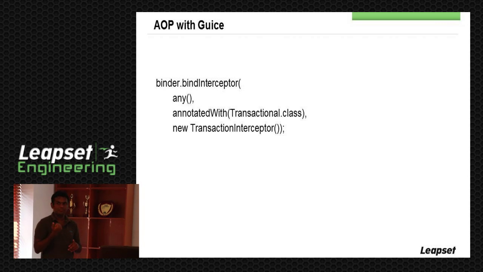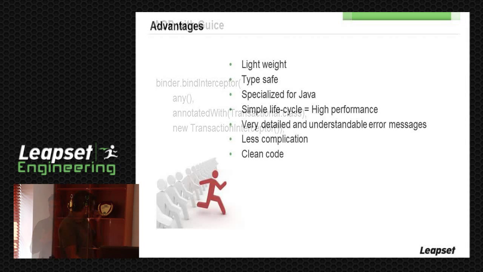Finally, we can use AOP concepts with Guice. So we can intercept the methods, which is very popular nowadays. We can create interceptors, just like we did earlier. We can create annotations. So here, Transactional is an annotation, and there is a class MethodInterceptor provided by Guice. So we can simply implement that interface, and we can write our own code there. So whenever this transactional annotation is there in our code, it will first go to that interceptor and do the logic, and then only the actual method.